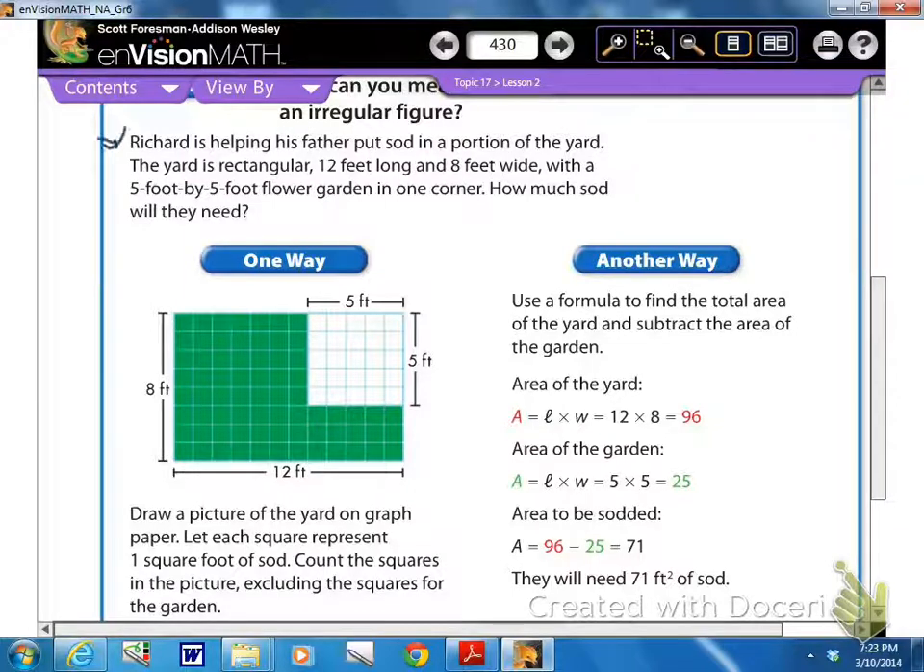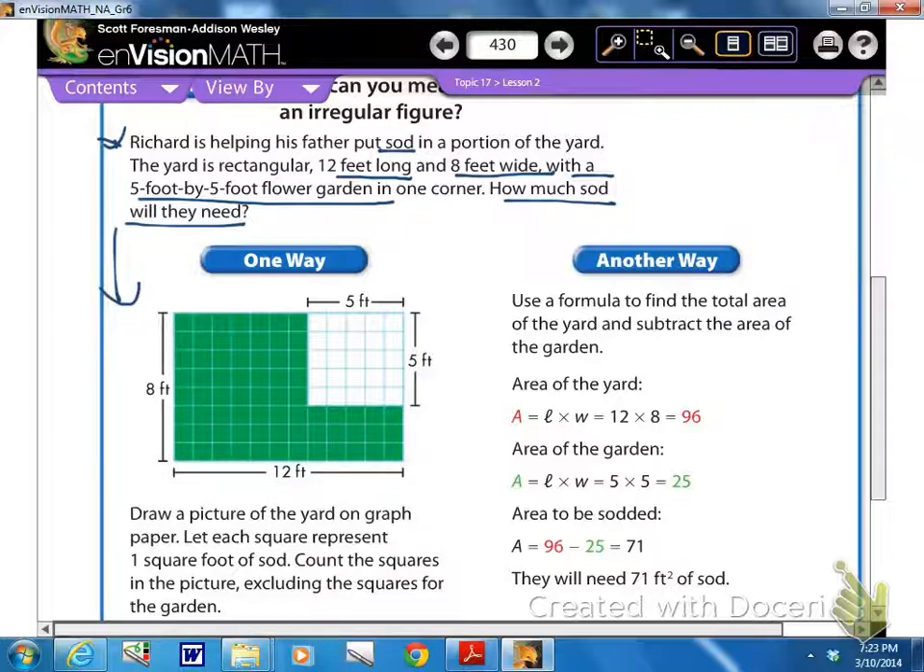Here's our example. Richard is helping his father put sod, that roll of grass, in a portion of the yard. His yard is rectangular, 12 feet long and 8 feet wide, with a 5 by 5 foot flower garden in one corner. So how much sod will they need? What area do they need to cover? Here's the picture down below.